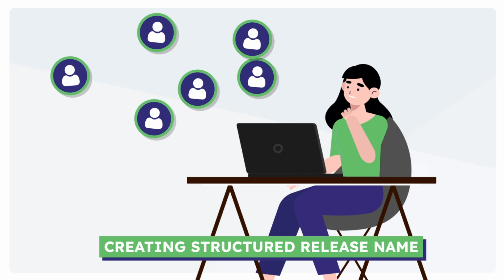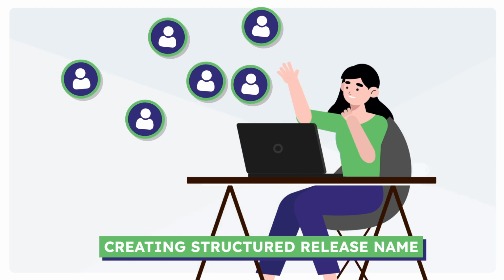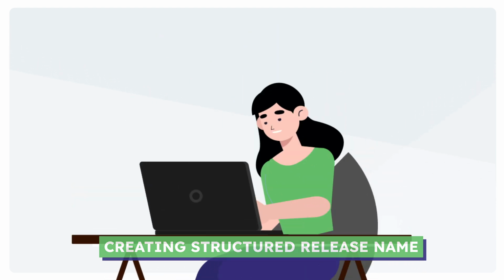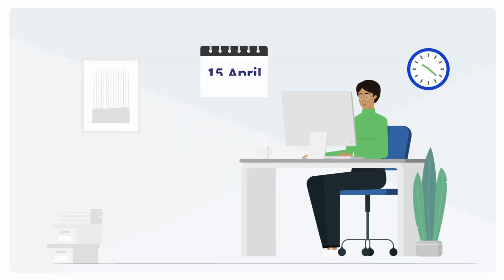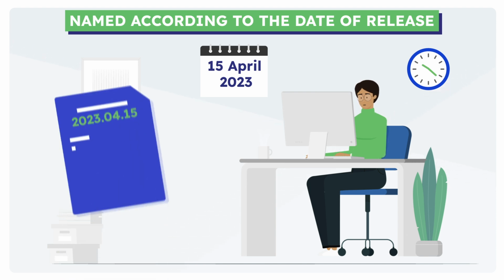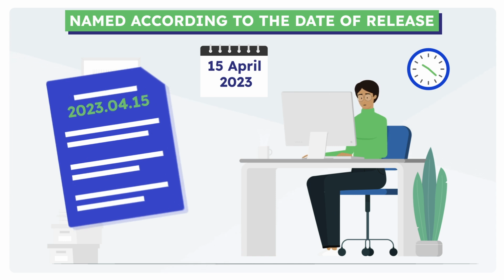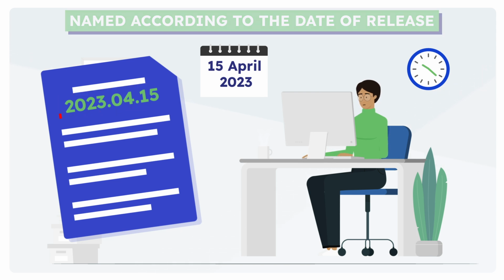But a thought-through and structured release name says a lot about your software development process. There are 4 to 5 different approaches to naming your product releases. Date-based. In this approach, the date of the release becomes the name of your product release. For example, a version released to customers on 15th April 2023 can be named 2023.04.15, or whatever date format is convenient to your audience.